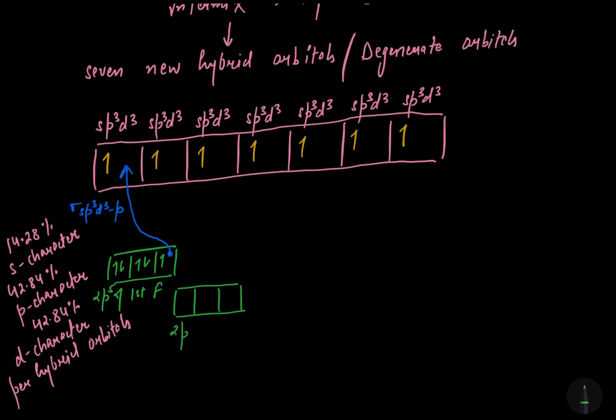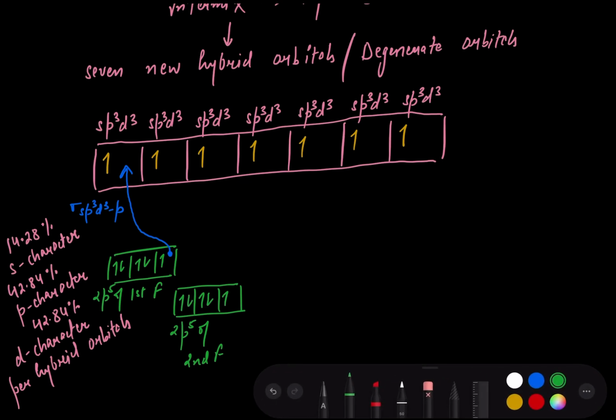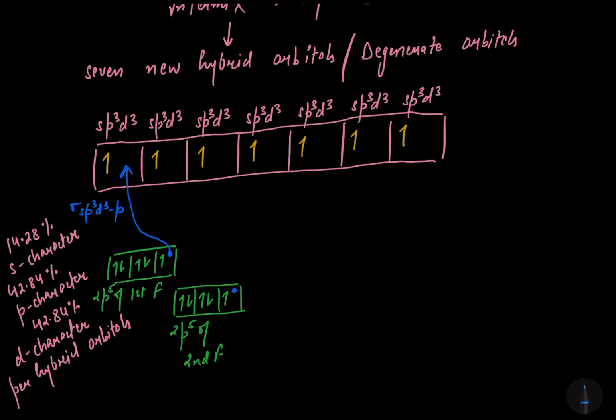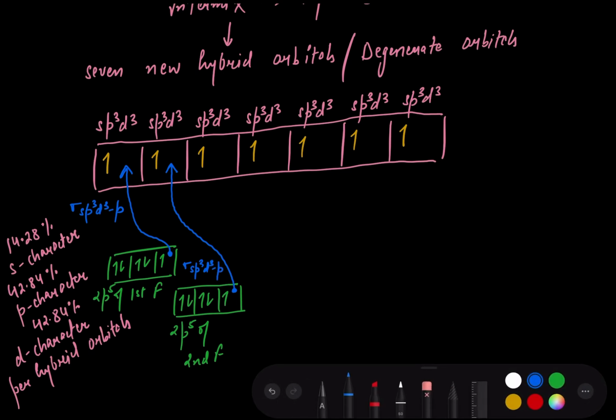Now let's talk about the second fluorine atom. That's the 2p of the second fluorine atom, which has 5 electrons. So let's fill that 1, 2, 3, 4 and 5. In this case also, we have one atomic orbital with 1 electron, and it is going to have head-on overlap with the sp3d3 hybrid orbital of iodine for the formation of a sigma bond. So this sigma bond is again sigma sp3d3-p.